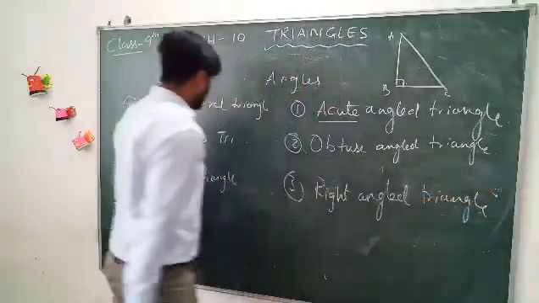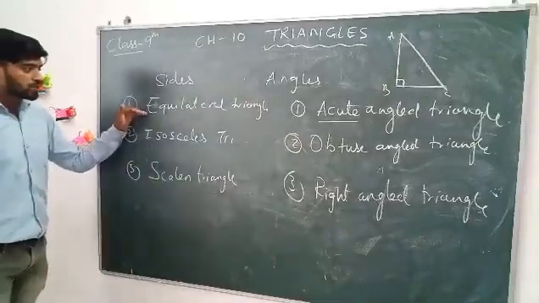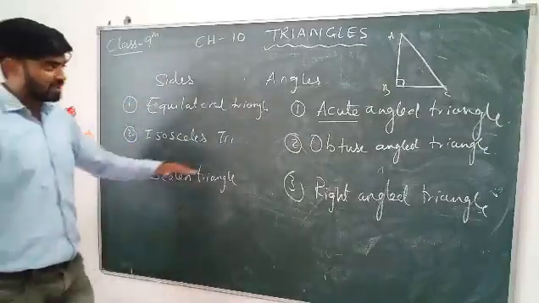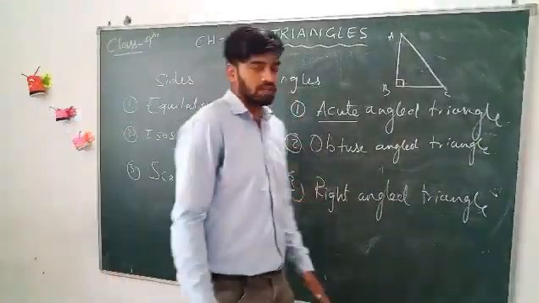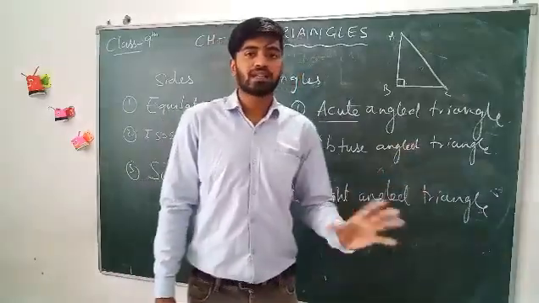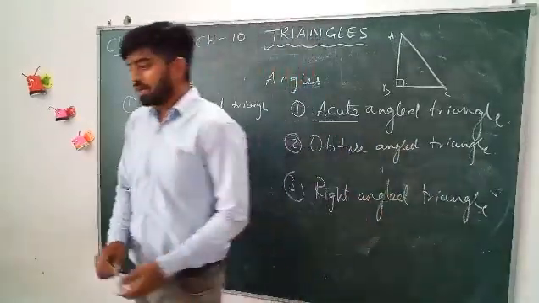So how many categories can we see of triangles? Equilateral, isosceles, scalene, acute, obtuse, and right angle triangle. So 6 types of triangles exist.